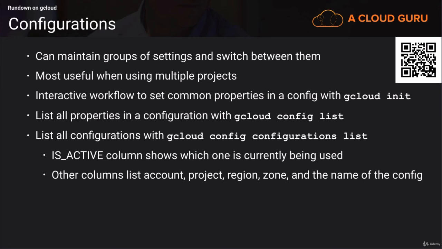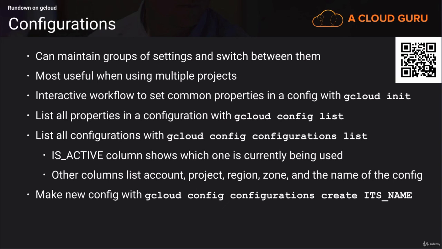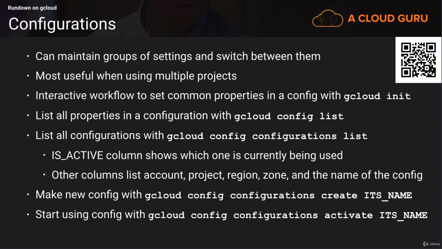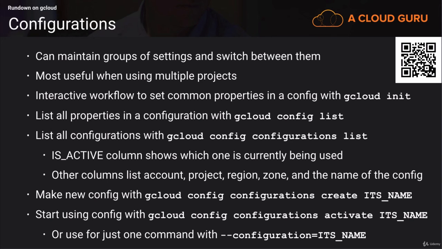Now, when you start off using gcloud, you'll only have one configuration, but you can make a new configuration with gcloud config configurations create and then the name you want to give it. To switch to that new configuration, you would type gcloud config configurations activate and then that name. Or if you want to use that configuration for just one gcloud command, you can give it the global flag --configuration and then its name.